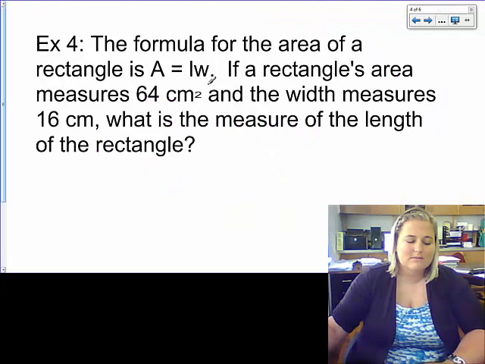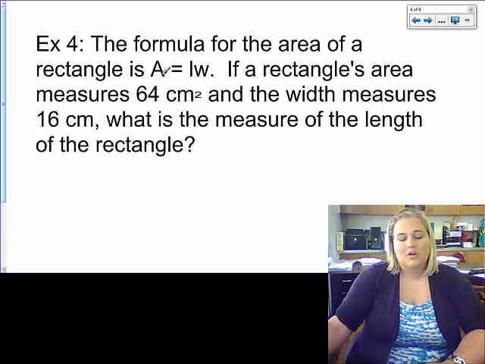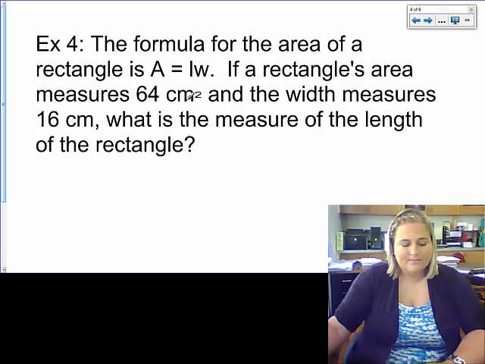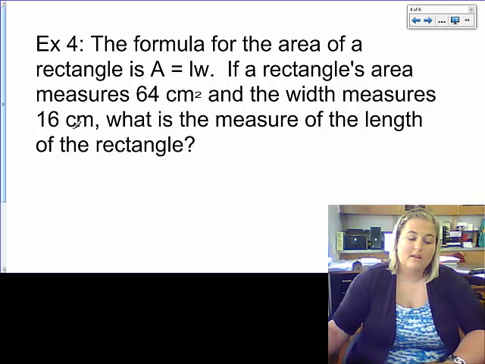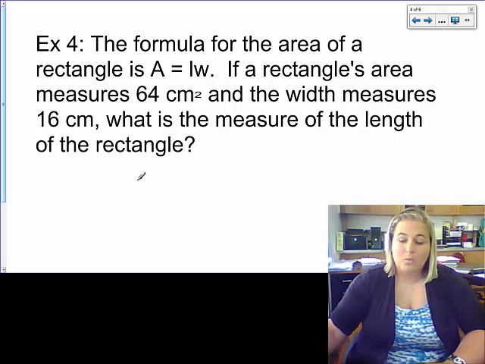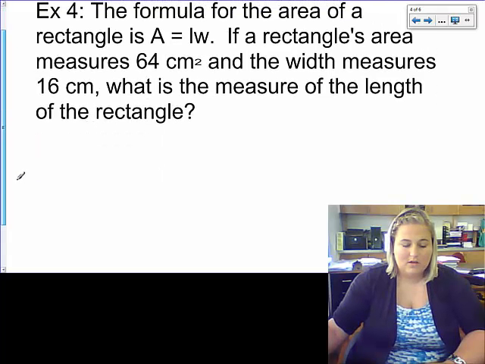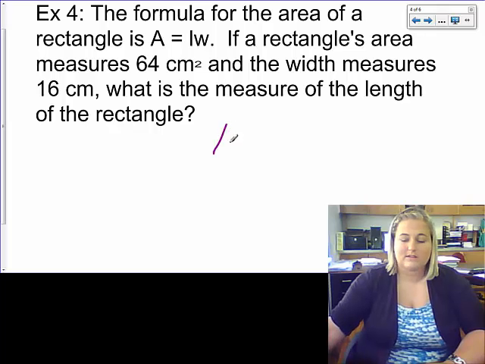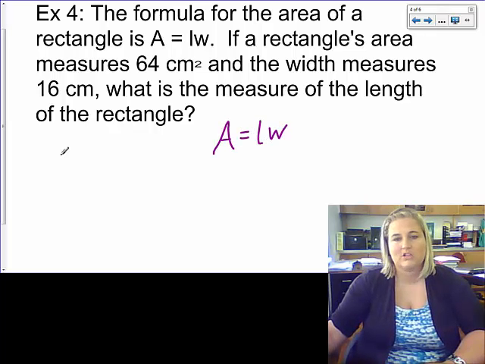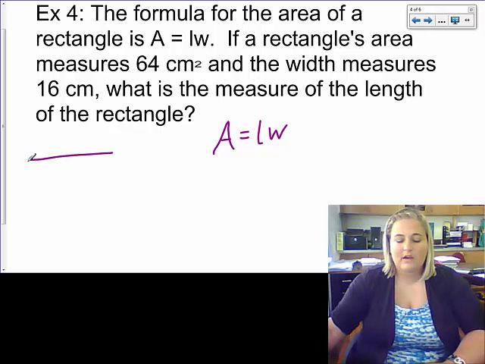The formula for the area of a rectangle is A equals LW, which we know to be area equals length times width. If a rectangle's area measures 64 square centimeters and the width measures 16 centimeters, what is the measure of the length of the rectangle? This is similar, we've talked about this with squares. We're always going to write out that formula that they're giving us. And whenever we're talking about a rectangle, it's always beneficial to just go ahead and draw that rectangle.